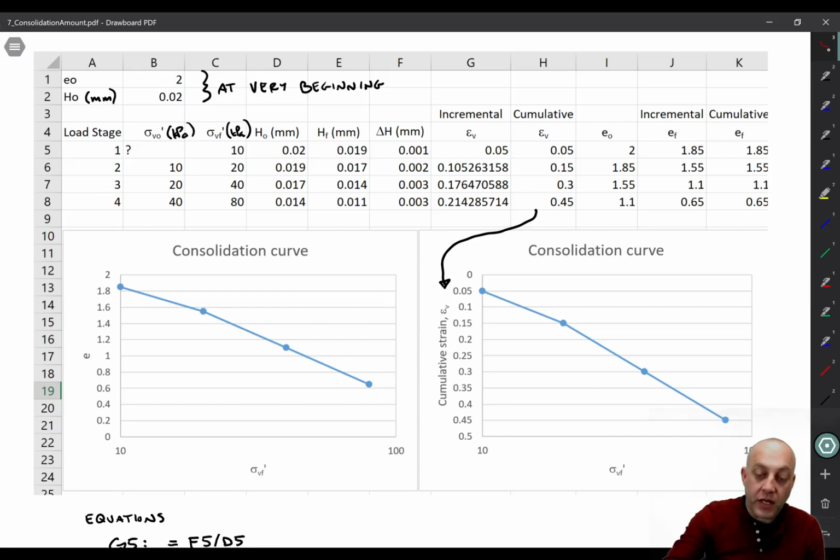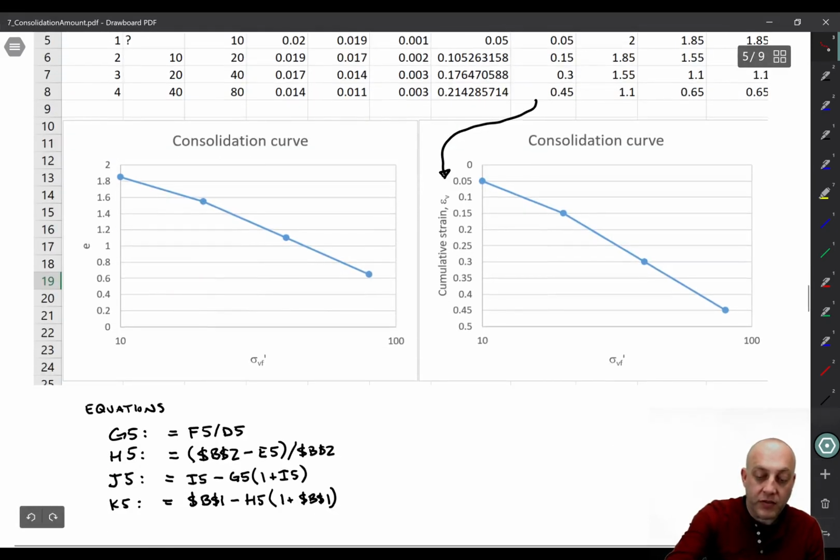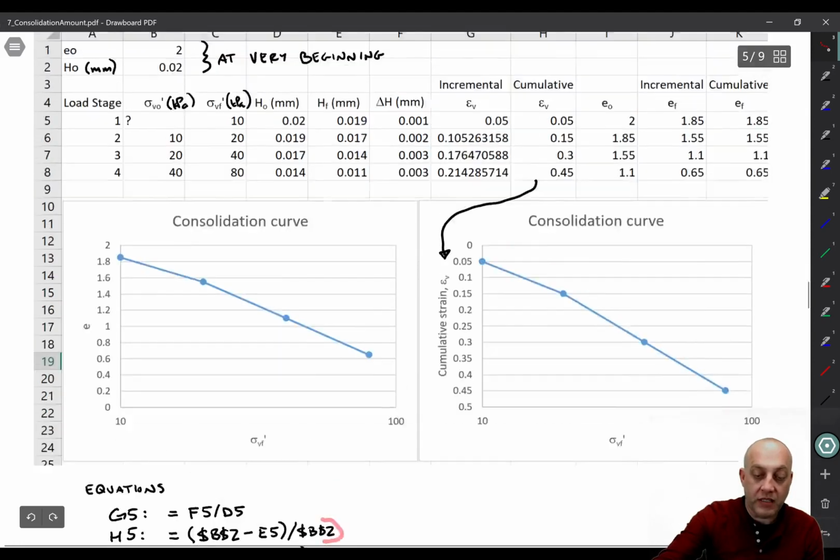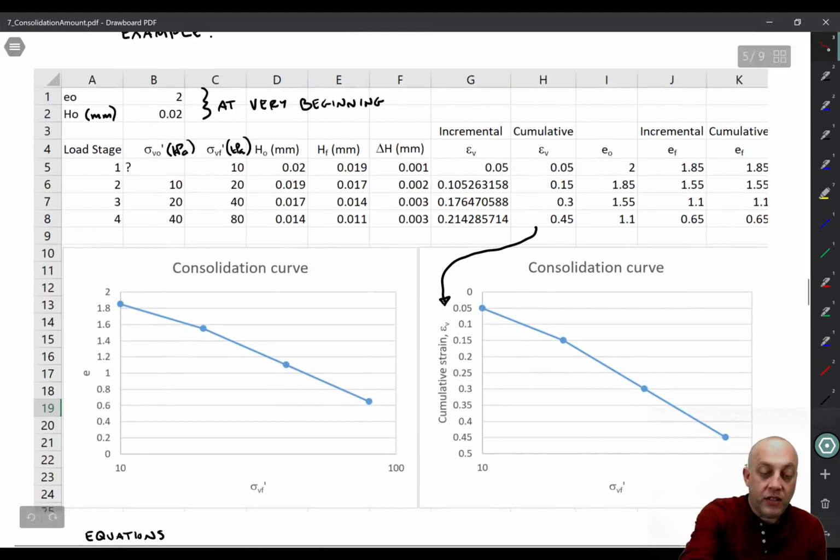So let's take a look at the equation for the cumulative one. It's right here. So now I'm using the very initial height, $B$2. The $ sign basically means that we're always referencing this cell, B2, even as we drag and drop.